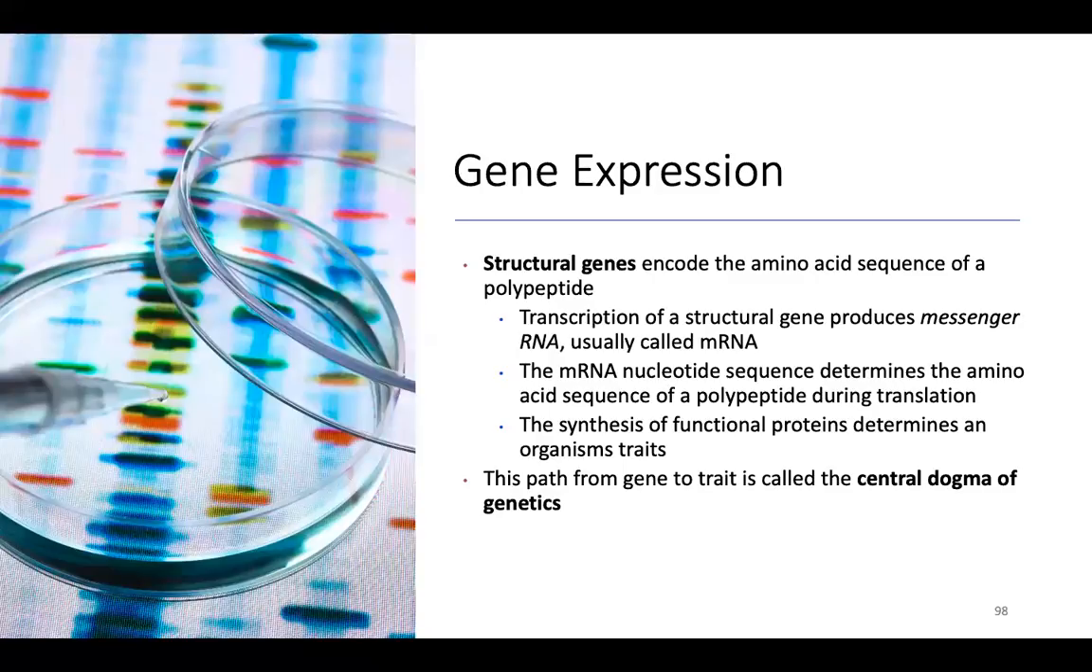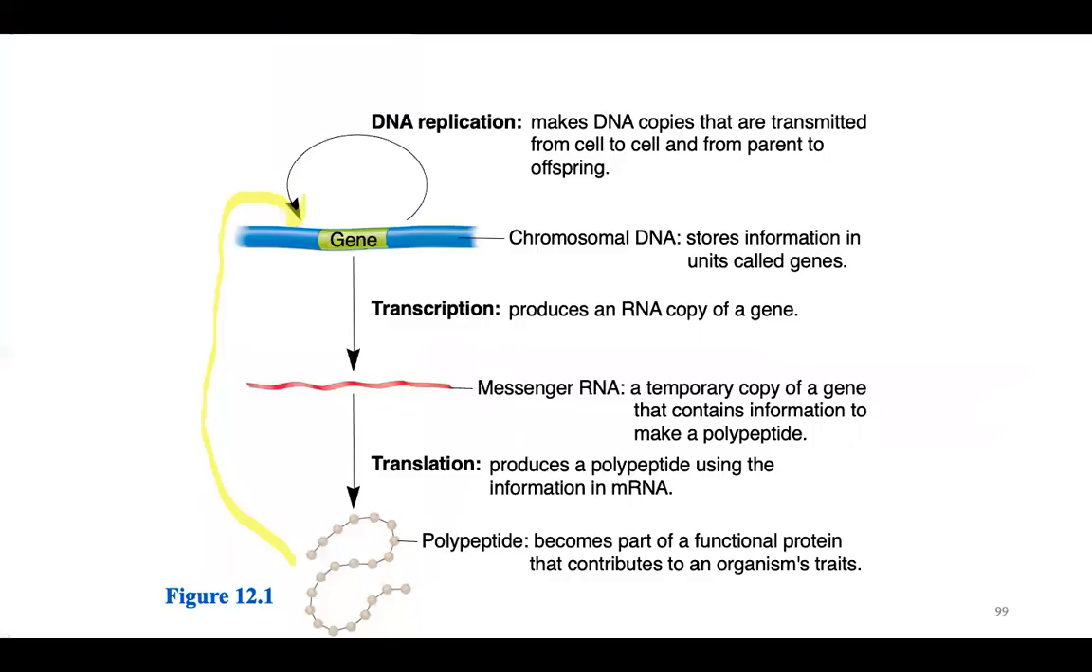Structural genes encode the amino acid sequence of a polypeptide. Examples of structural genes are collagen, elastin, and fibrillin. Transcription of a structural gene produces messenger RNA called mRNA. The mRNA nucleotide sequence determines the amino acid sequence of a polypeptide during translation. The synthesis of functional proteins determines an organism's trait. And this path from gene to trait is called the central dogma of genetics or central dogma of molecular biology.